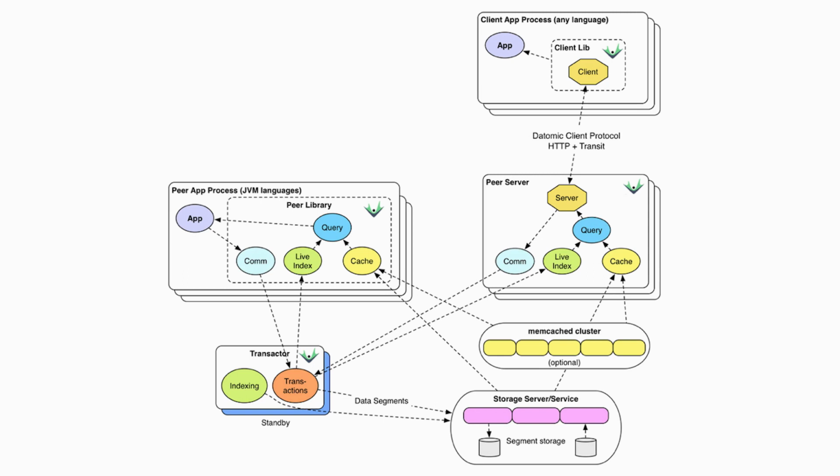So as an application developer, you're going to do one of two things. You're going to write a JVM-based process, and you're going to embed the peer jar in that process. Or you're going to write a process in an arbitrary language and use a client to connect to a peer server. The latter, which by the way was released yesterday, is a more traditional architecture. It's easier for people to sort of walk up to.